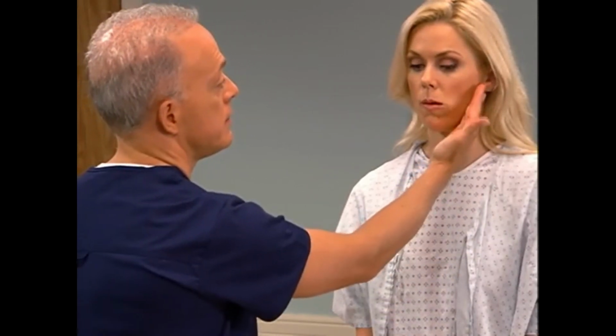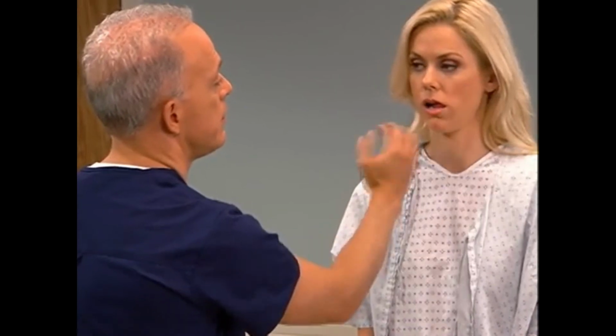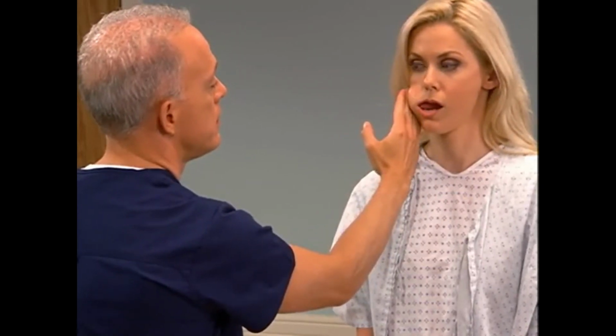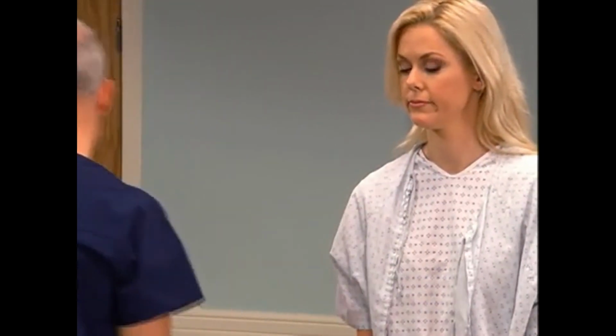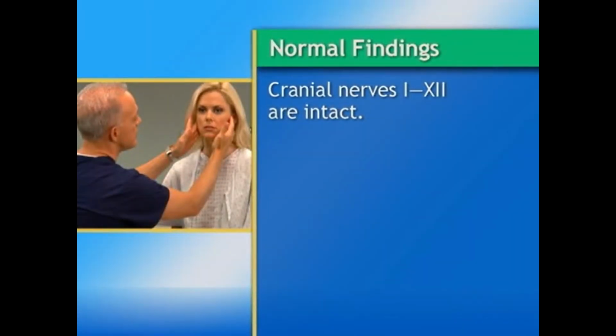Now stick out your tongue for me and move it side to side. Okay. Now I want you to take your tongue and push it against your cheek into my hand. Good. Let's do the other side. Good job. Cranial nerves 1 through 12 are intact.